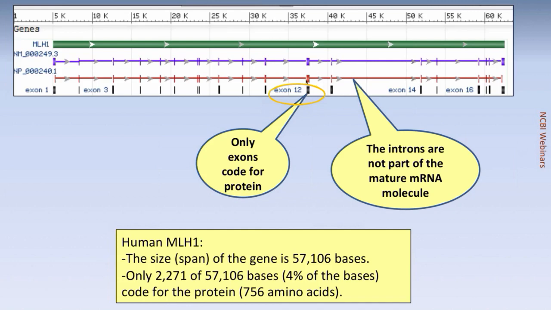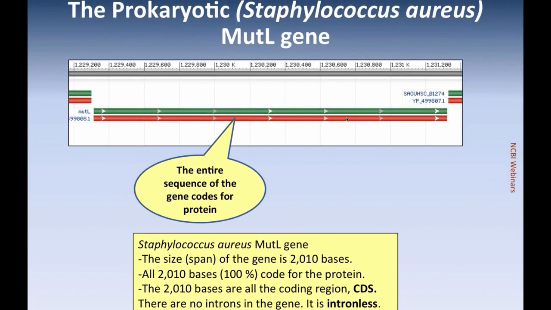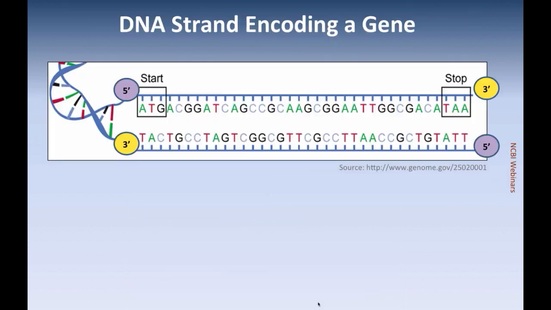If your sequence is from the genome, and it's from a eukaryotic organism, you need to make sure that you do not include the introns in your CDS feature. On the other hand, from prokaryotic organisms, specifically in our example here, Staphylococcus, the MUTL gene is entirely coding region. The gene is just a little bit over 2,000 bases long, and all of those 2,000 bases code for the protein. Again, there are no introns in this gene, and so we call it an intronless gene.